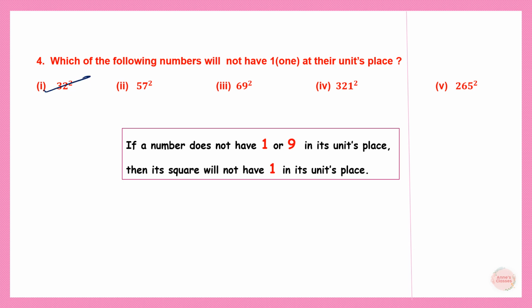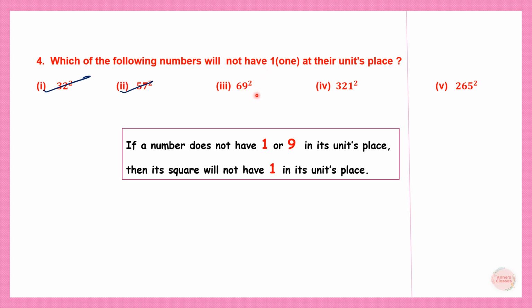So this is the first answer. Now, is the number ending in 1 or 9? No. So this also will not have 1 in its units place. Next one. Is the number ending in 1 or 9? Yes, it's ending in 9. In the units place, you have 9. That means the square will have 1. Here they're saying will not have 1. You have to look for a number which will not have 1.